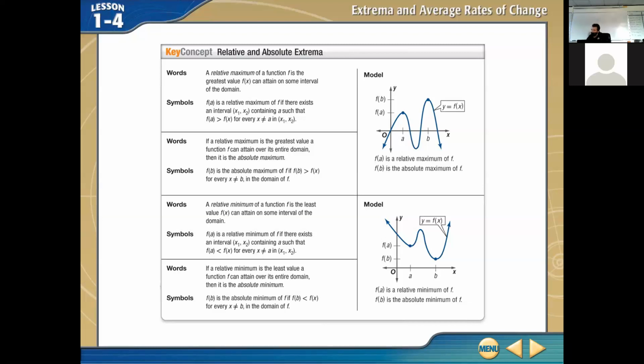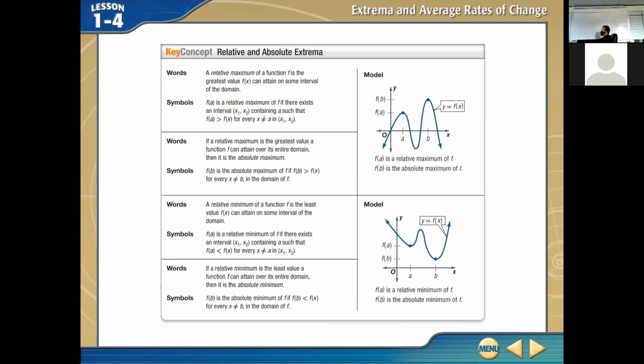Okay, so you have relative, which is just an extremal point where we switch from increasing to decreasing, but the surrounding points are lower than it. It's absolute if it's the highest point in the domain, in the entire domain. So you've got to break it down from an interval to the domain.